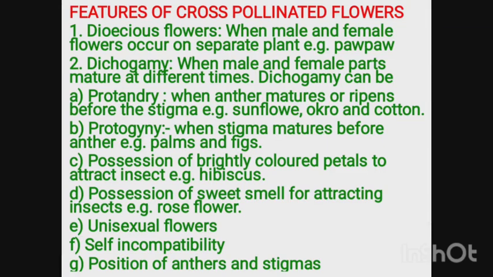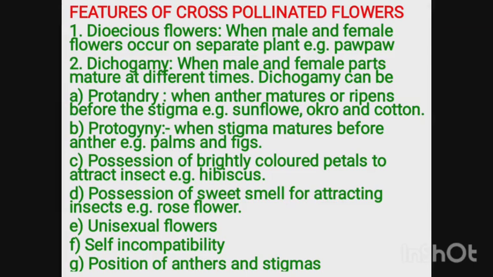Examples are sunflower, okra, and cotton. Now, dichogamy can also be protogyny. Protogyny simply means when the stigma matures before the anther. This can be found in palm, oil palm, and figs. In this case, the female sex organ matures first before the male. In such a case, it's called protogyny.